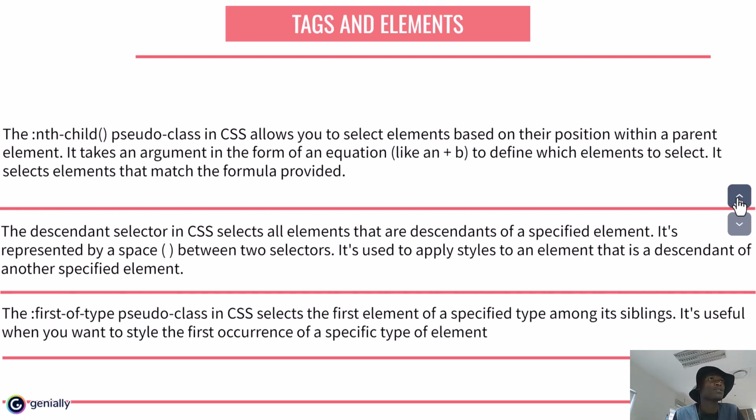Okay. So the first of type pseudo class in CSS selects the first element of a specified type among its siblings. It's useful when you want to style the first occurrence of a specific type of element. So guys, do you still remember when I spoke about children and parents?